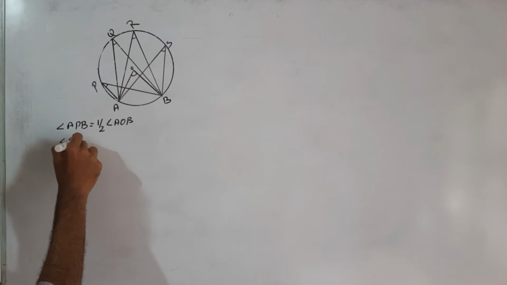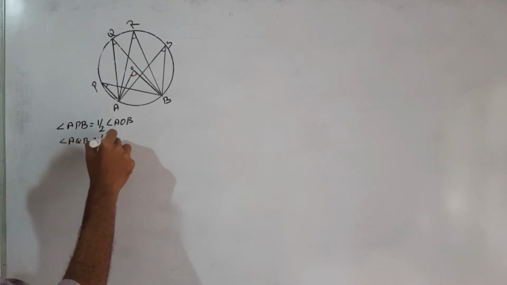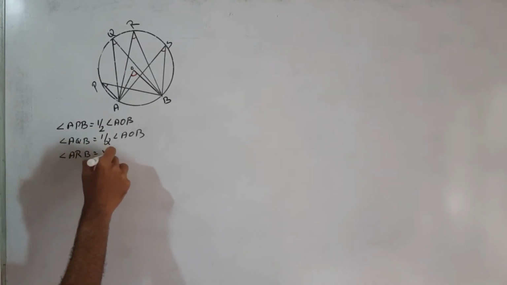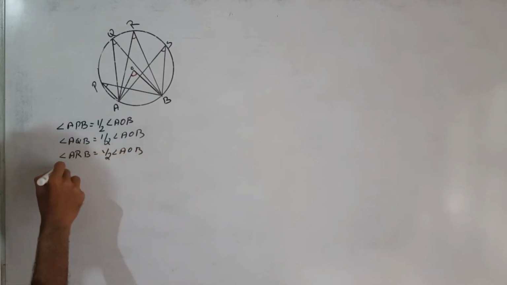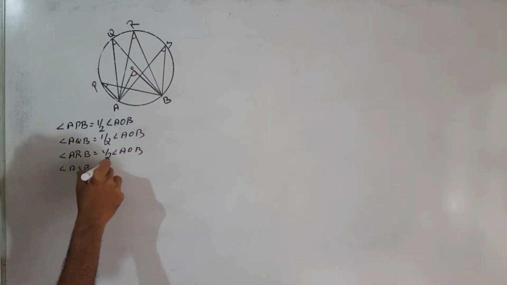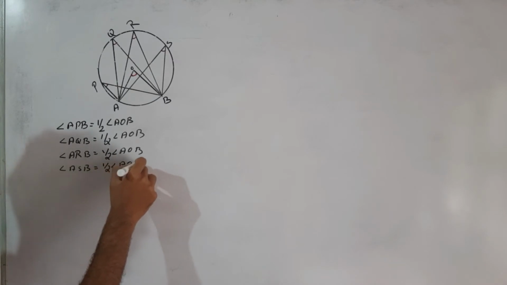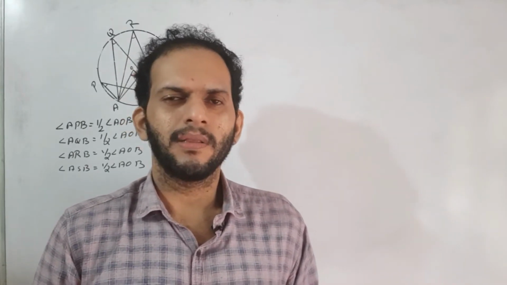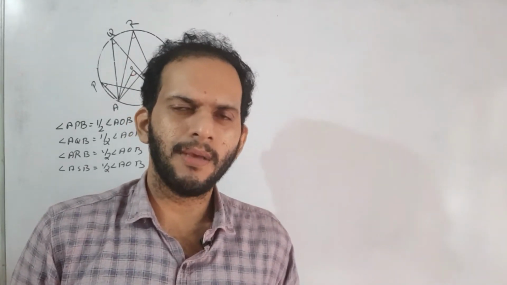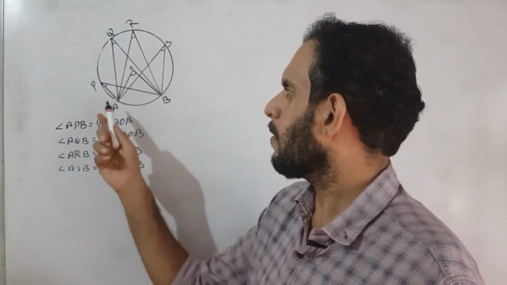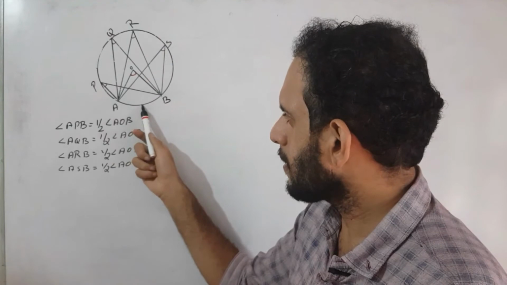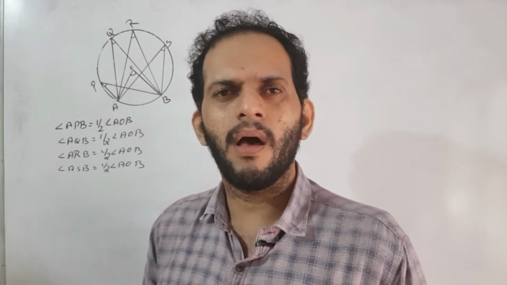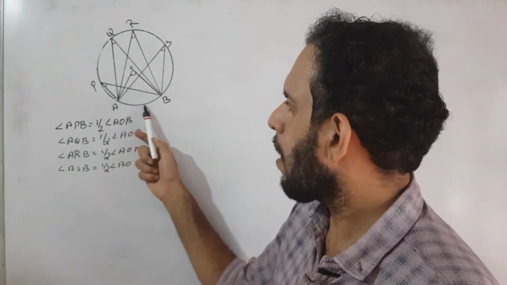As the same idea, what is angle AQB? Angle AQB is also half of angle AOB. What is angle ARB? Angle ARB is also half of angle AOB. Angle ASB is half of angle AOB. That means these four angles are half of angle AOB. Correct. These four angles lie on the remaining part of the circle. That means these four angles are angles subtended by the arc AB at the remaining part of the circle. So all these measurements are half of the central angle of the arc AB.